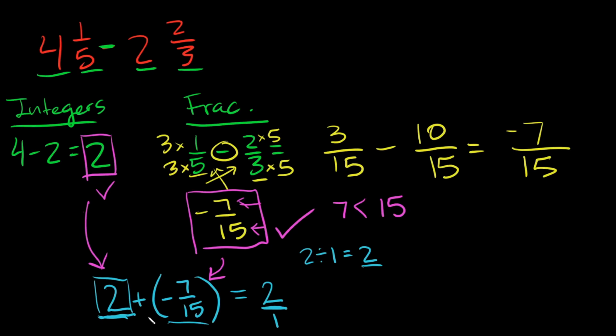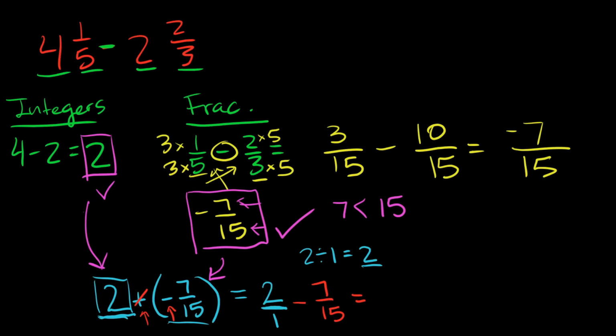Okay, and here's another thing. What do you remember about adding negative numbers? What do you do when you add a negative number? Well, you can just get rid of that plus sign. So we're just going to be left with 2 minus 7/15, okay? So I'm going to put the minus 7/15 right there. Okay, so now we have 2 over 1 minus 7/15, right?